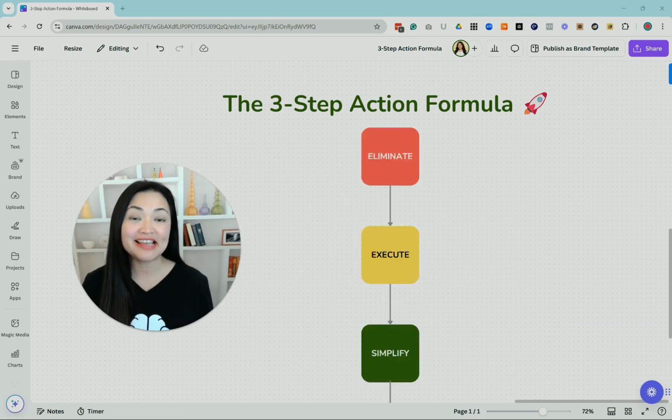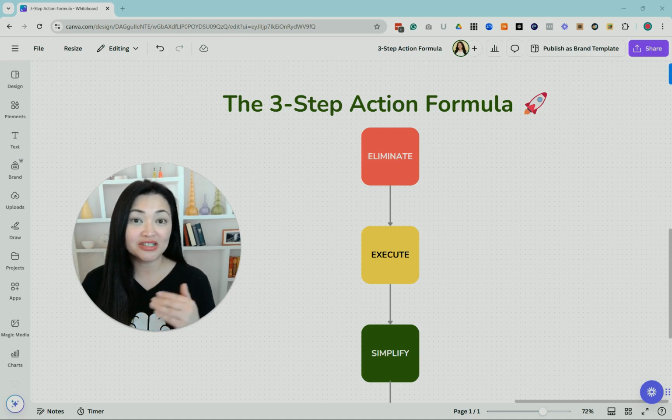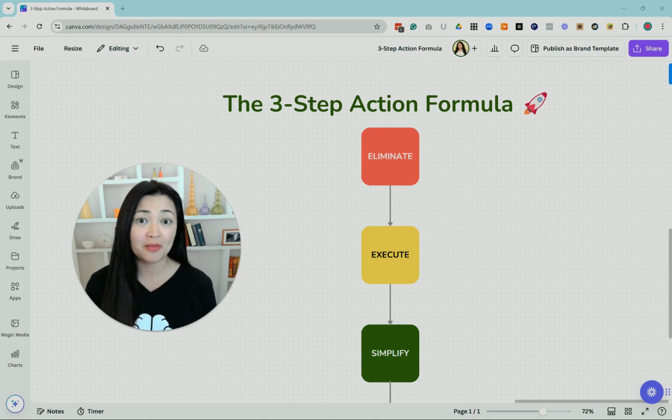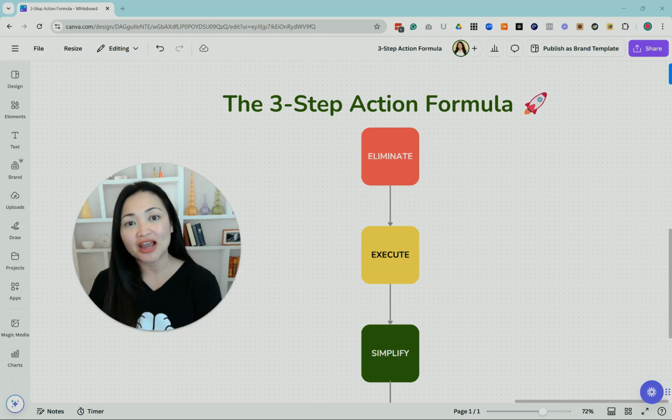This is my 3-step action formula. It's so simple. It's eliminate, execute, and simplify. As you can see, execute, or taking action, is actually my second step. It's not my first step. That's because my first step is to eliminate. Eliminate what? Eliminate distractions and frictions.